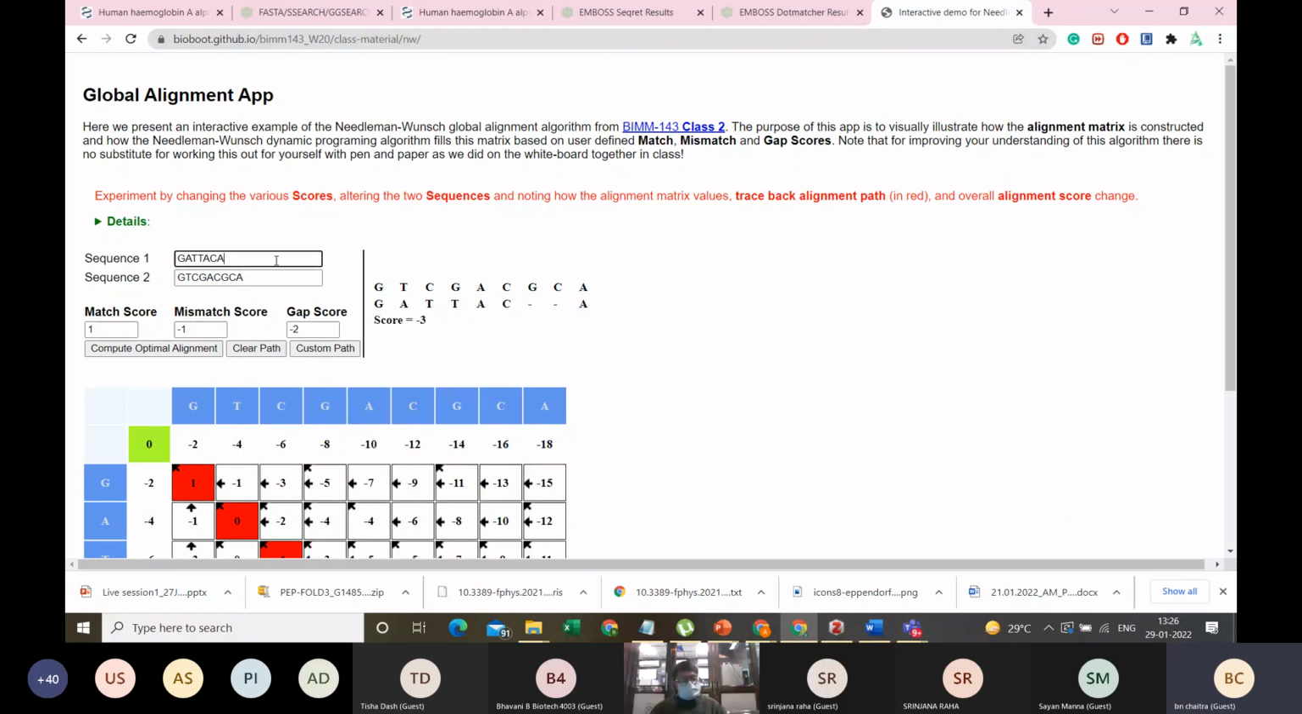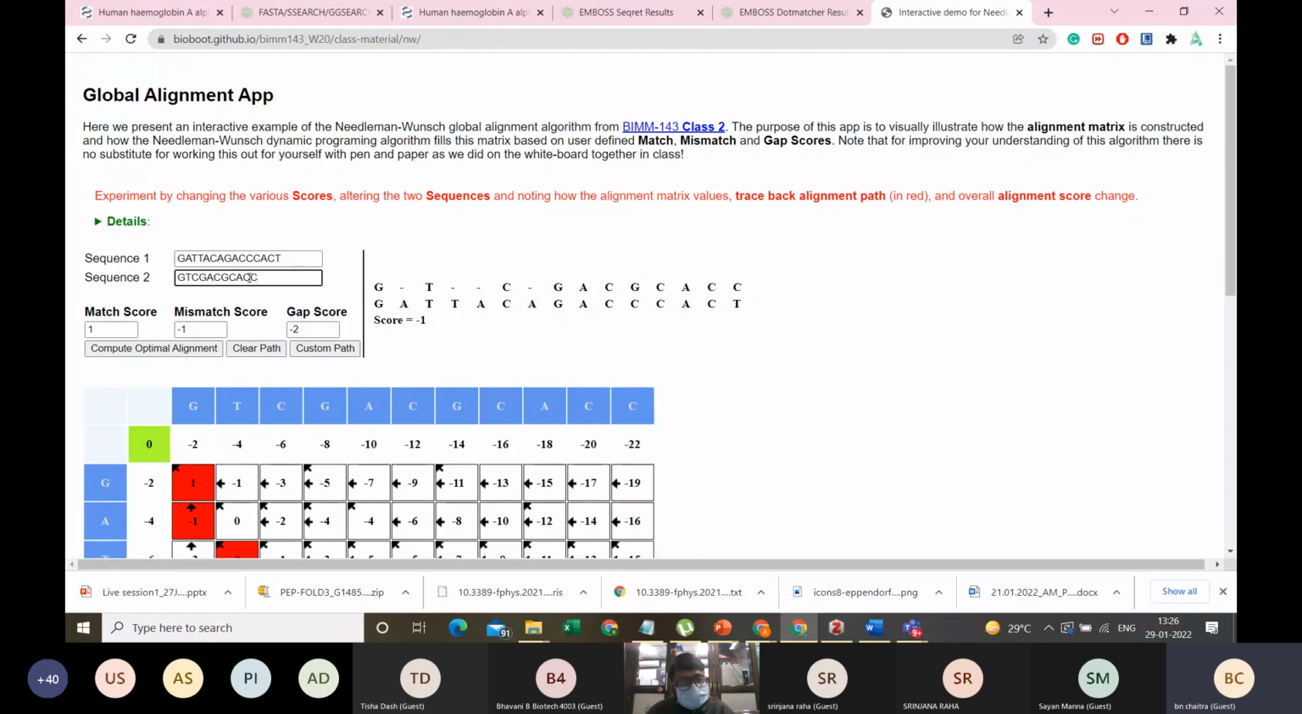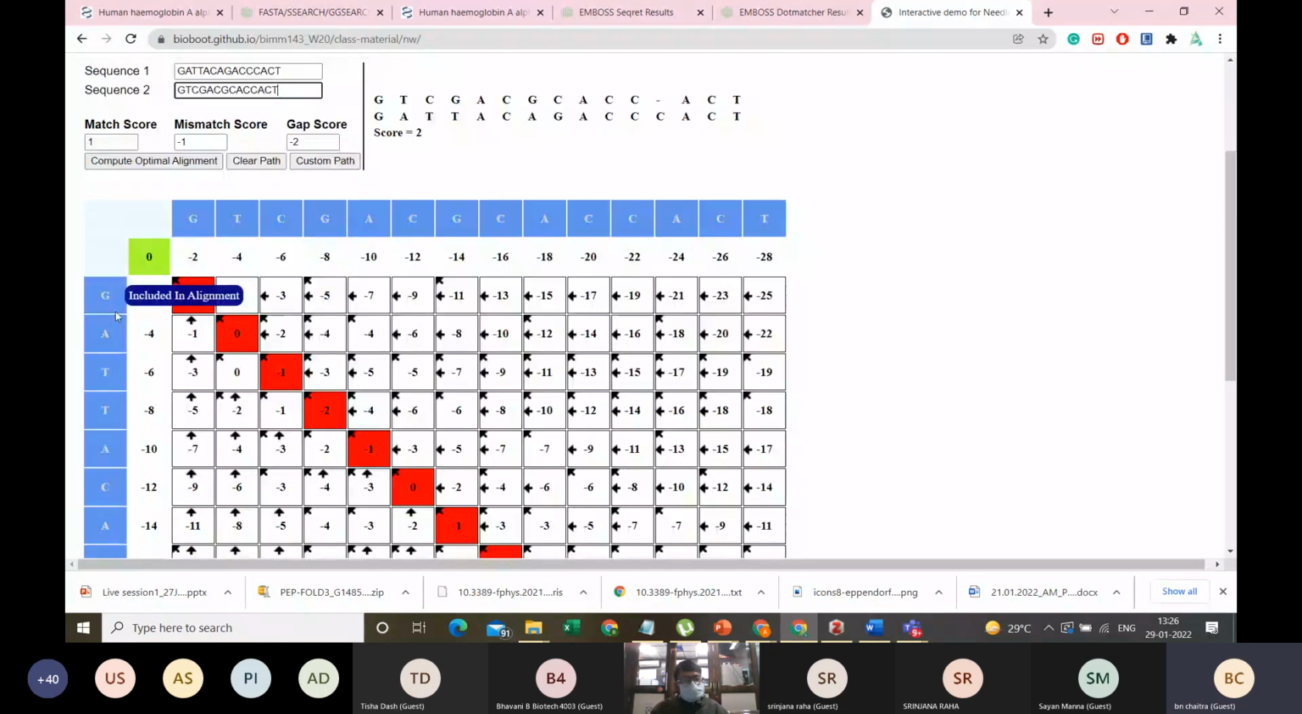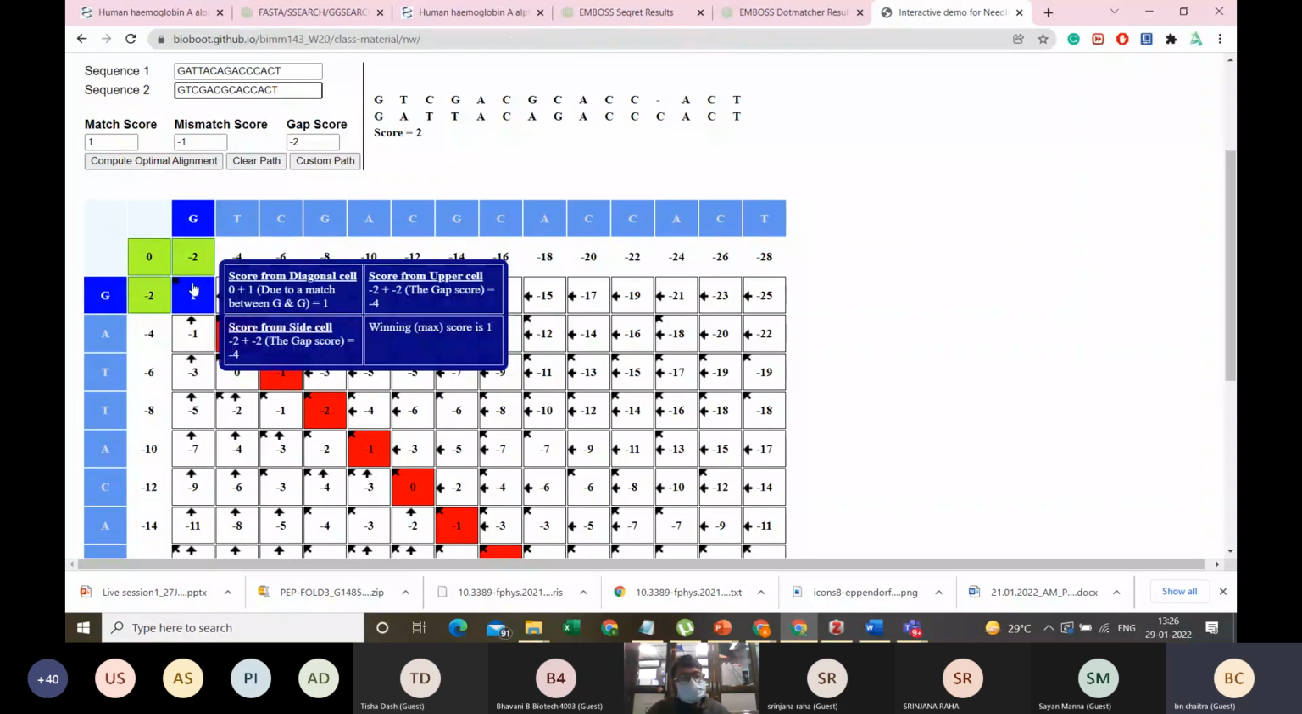So see, here it is written that sequence one. Now if I increase the sequence length, just see how the score is moving. See how it moves, it will match the G with the Z. So the score from the diagonal cell is 0 plus 1, due to a match. If it is not, then the score from the upper cell is minus 2 plus minus 2, the gap score. For a gap it is minus 2 and for a mismatch it is minus 1.